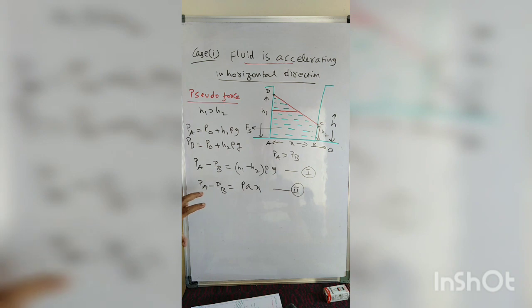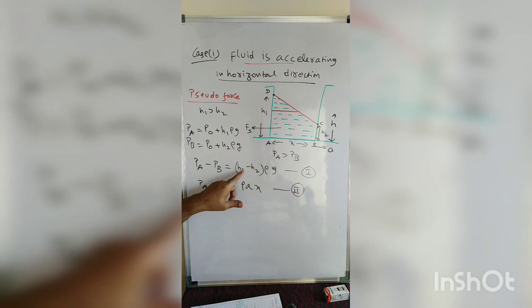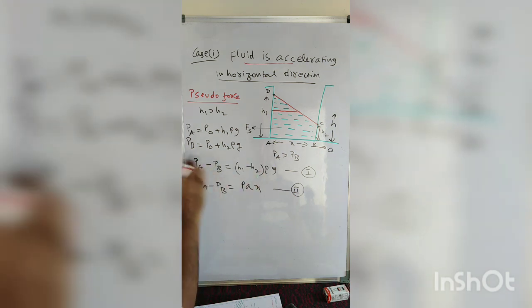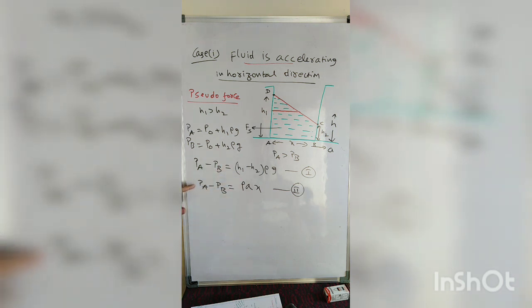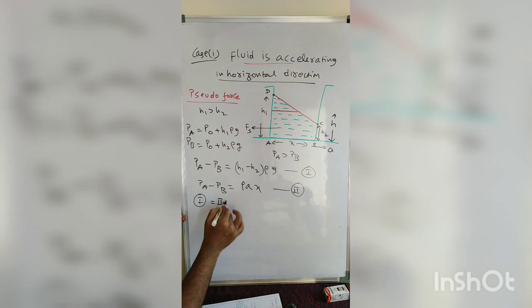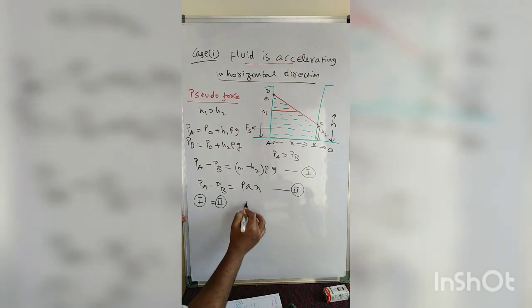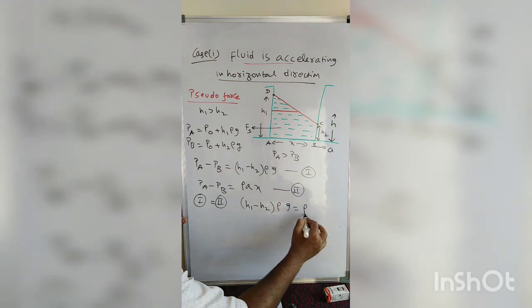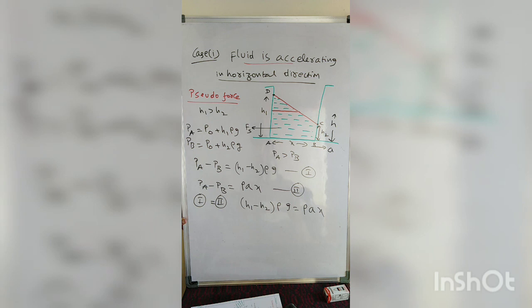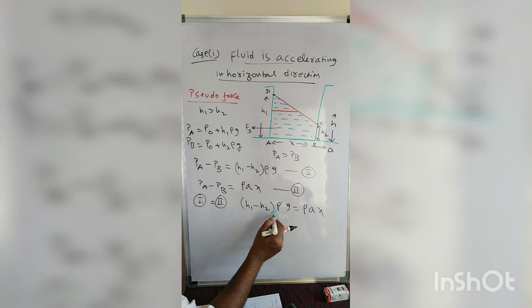Please try to understand here. In the vertical direction, PA minus PB equals H1 minus H2 into rho G. And along the x-axis, PA minus PB equals rho A X. Remember that pressure is a scalar quantity. So equation 1 is equal to equation 2: H1 minus H2 into rho G equals rho A X. Now you can cancel this rho.